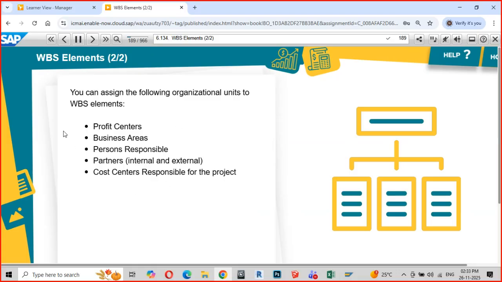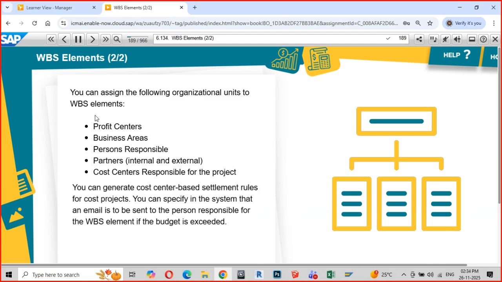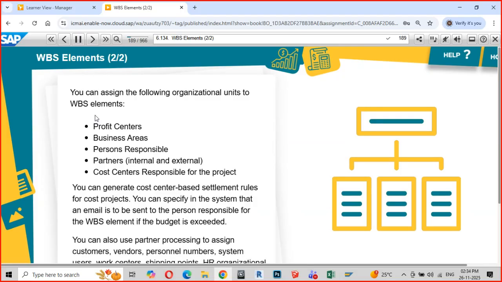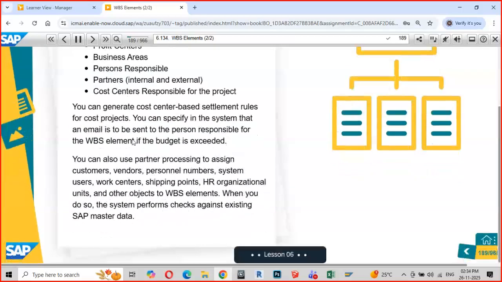So does this concept, you can assign the following organization units to WBS elements. Does it strike something? When we were discussing the internal orders, I said your internal order can be settled against the cost center, can be settled against a fixed asset. Okay. So these are all the other components which can link up to the other modules. Clear? We can generate cost center based settlement rules. We already have experience what is the settlement rule. Clear? Valid receivers, you saw.